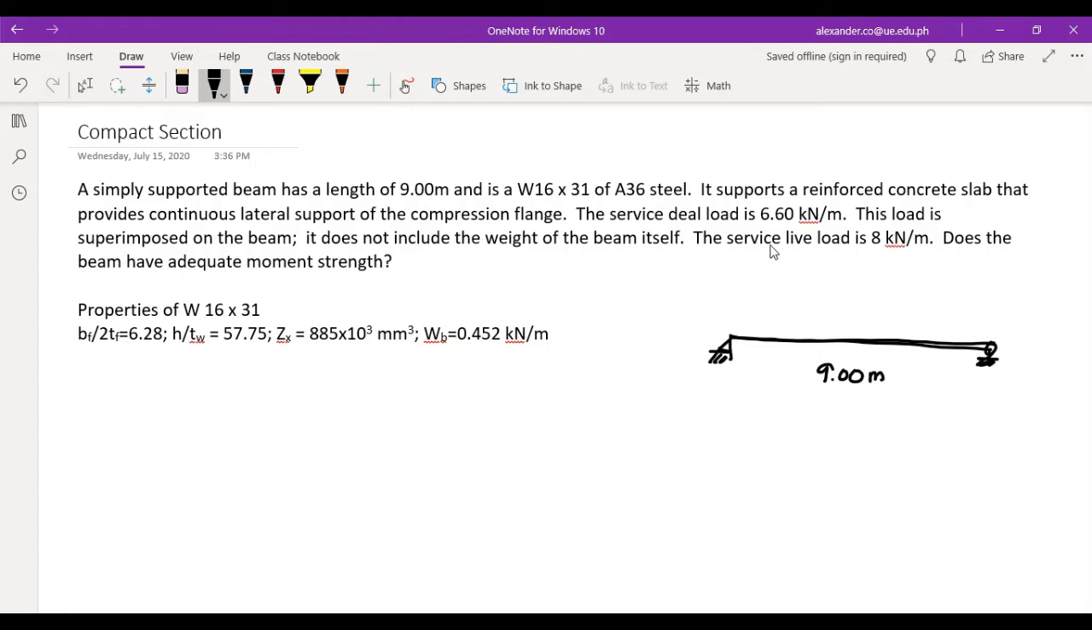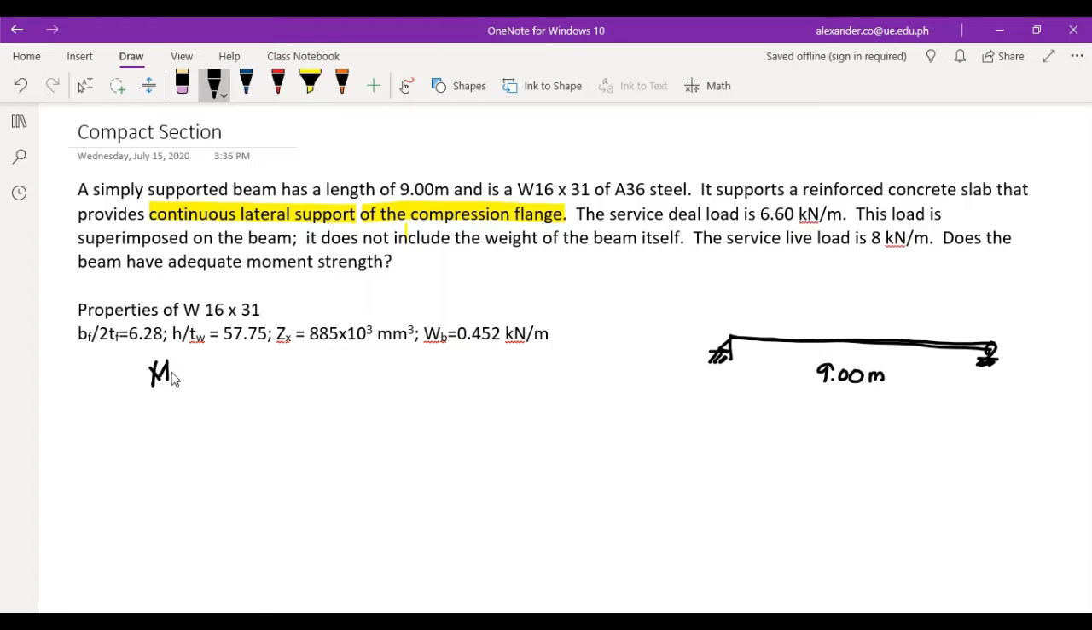Okay, at meron din ito, importante to, no? It supports a reinforced concrete slab that provides, so this is a key word, no? Keynote, dapat nyo alam. It provides a continuous lateral support. Pag ganyan nakita nyo continuous lateral support, wala tayong problema sa buckling. Okay? So, yung compression flange niya, ibig sabihin, wala kang problema sa buckling.